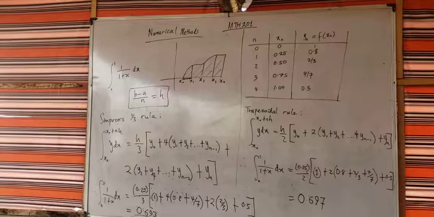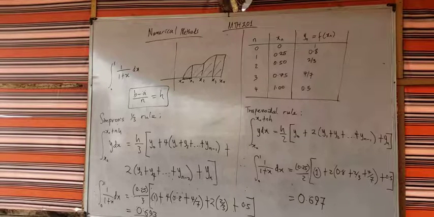And then you can also try your hands on number 7 with 5 ordinates. That means n will be equal to 4. With n being 4, you can solve the problem. So not 5. N is the number of intervals.